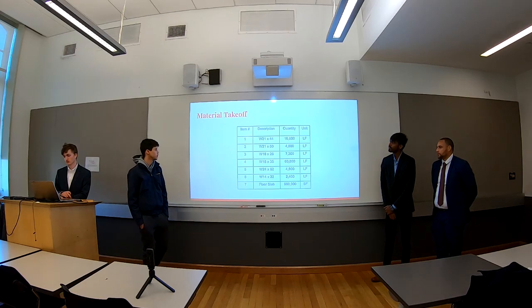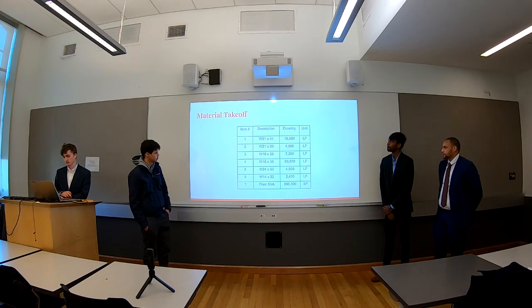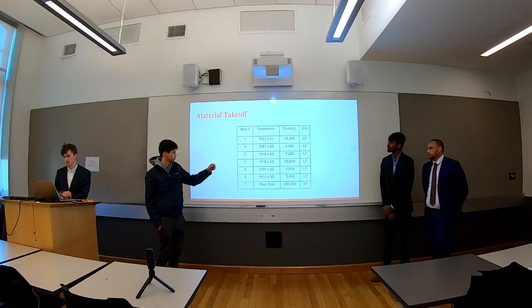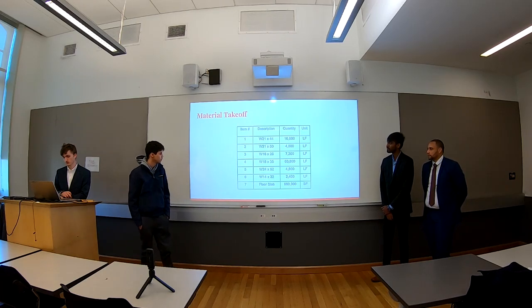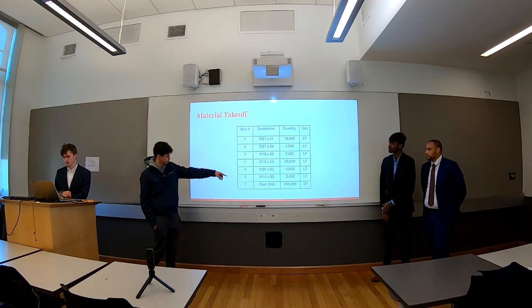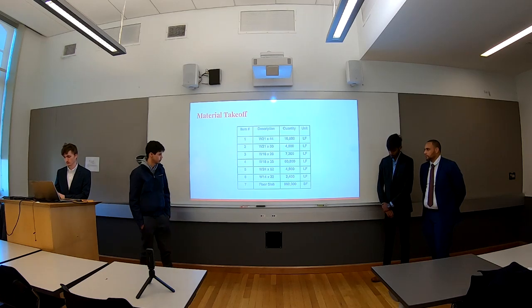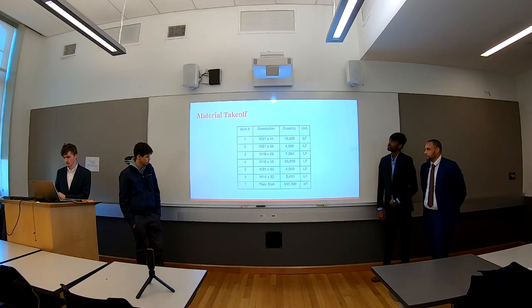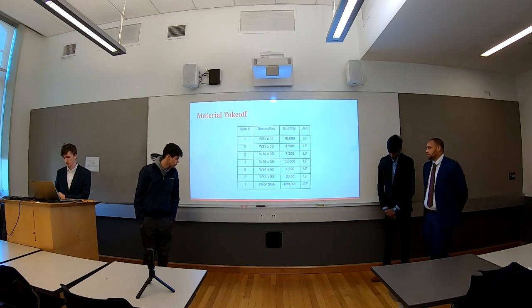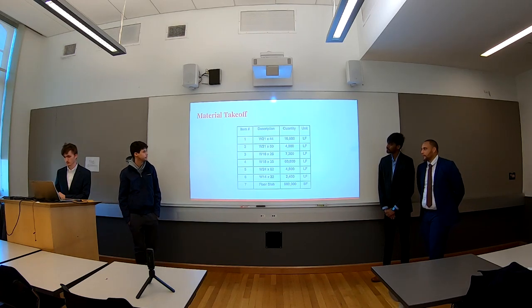So this is the material takeoff. As you can see, as mentioned before, the W18 by 35 take up the most linear feet, and the ones on the edges take up less, like 2,400 and 4,800. And the floor slabs take up 660,000 square feet.